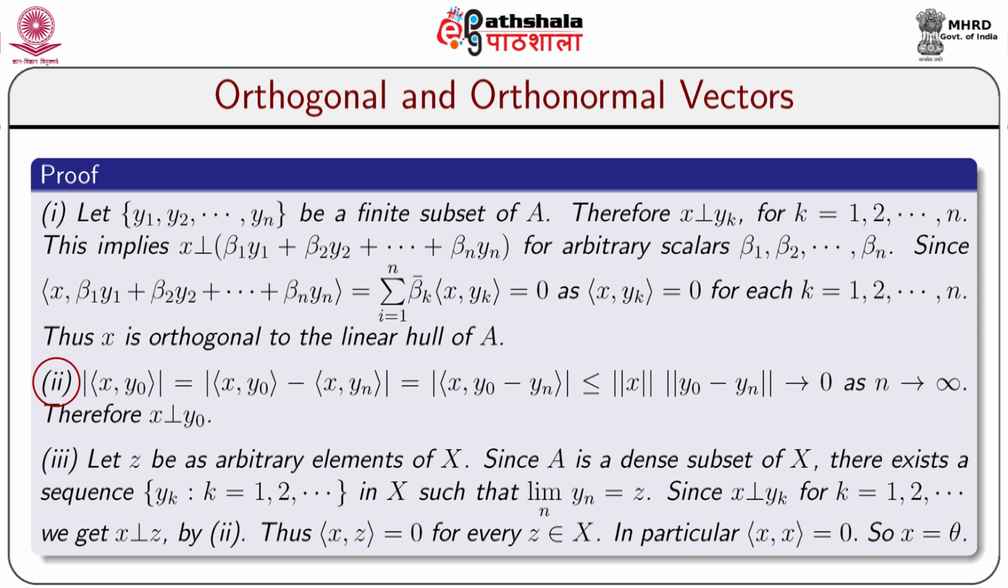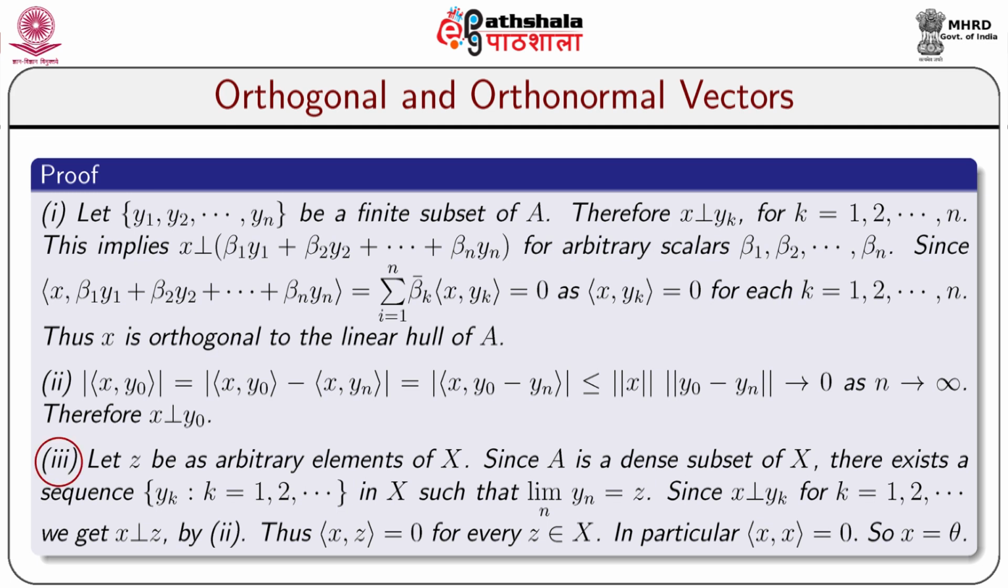For the proof of 2, |⟨x, y0⟩| is equal to |⟨x, y0⟩ − ⟨x, yn⟩|, because x is perpendicular to yk for k = 1, 2 and so on. So, |⟨x, y0⟩ − ⟨x, yn⟩| is equal to |⟨x, y0 − yn⟩| by inner product axiom IP3, which is again less than or equal to ‖x‖ ‖y0 − yn‖. This follows due to the Cauchy-Schwarz inequality. As ‖y0 − yn‖ tends to 0 as n tends to infinity, |⟨x, y0⟩| is equal to 0, and hence x is perpendicular to y0.